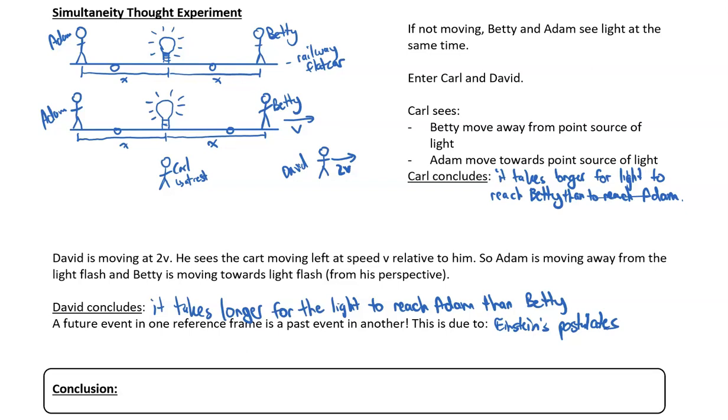And the second thing he said is that the speed limit of the universe is 3 times 10 to the 8 meters per second. It's the speed of light in a vacuum. Well, the conclusion here, it's already written above, but it's just worth noting here in this box so it's very clear for us. A future event in one reference frame can be, it's not always, but it depends what reference frame we're looking at, but it can be a past event in another reference frame.